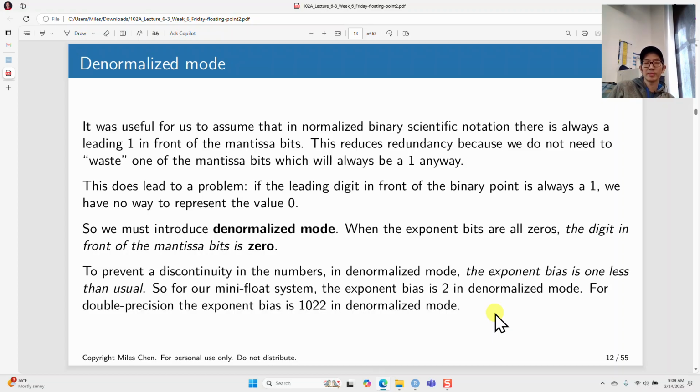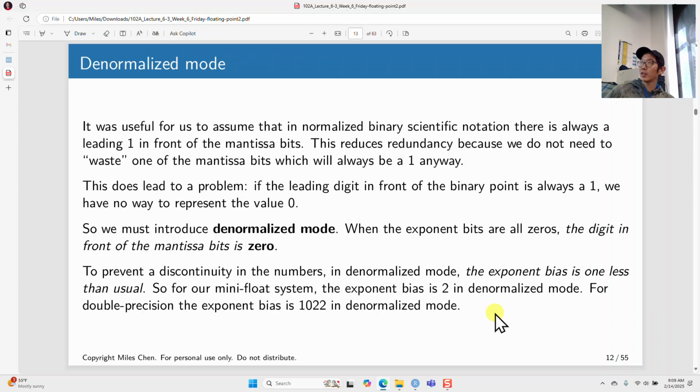It's useful for us to assume the leading digit, the bit in front of the binary point, is always going to be a 1, because everywhere else that's going to be the case, and it would be a waste to store that information. But there are some times where we legitimately want to have a 0 as the leading bit. And so we have subnormalized or denormalized mode, and in that case the digit in front of the mantissa bits is going to be 0.